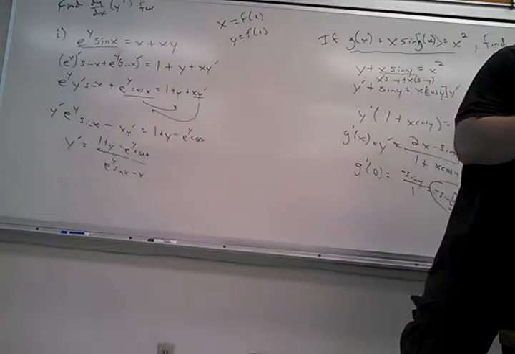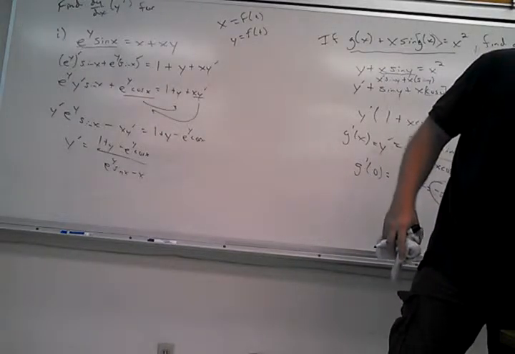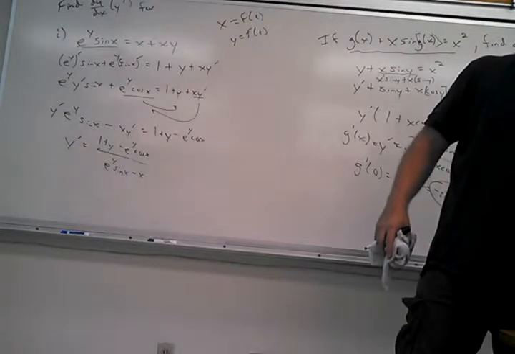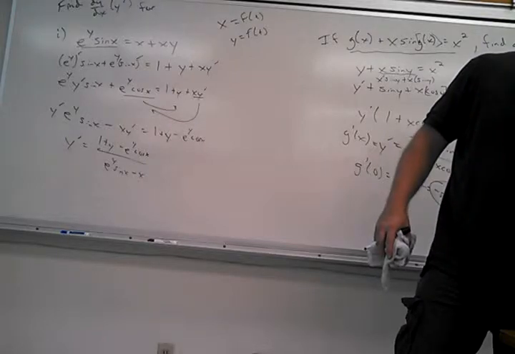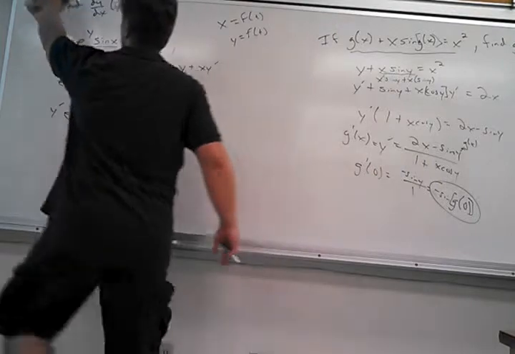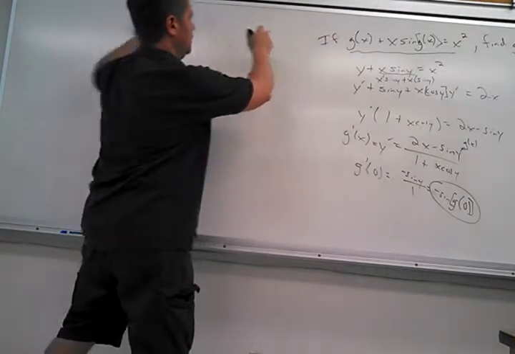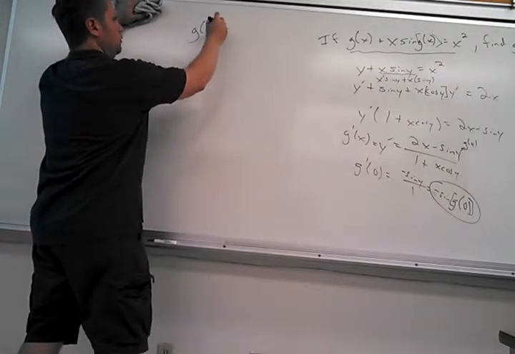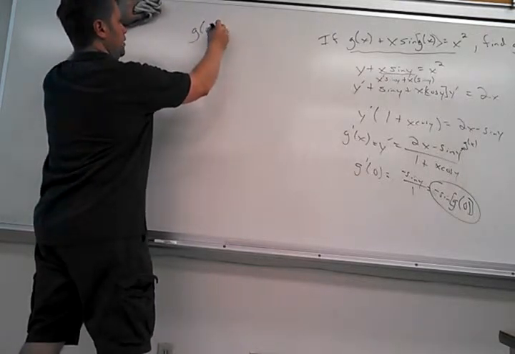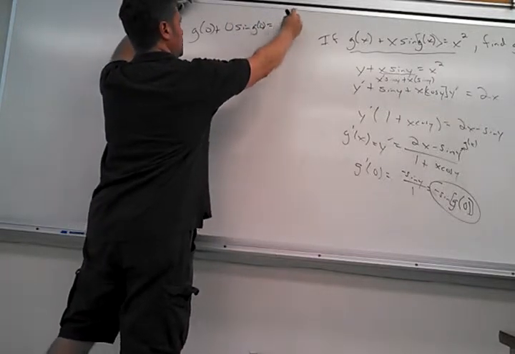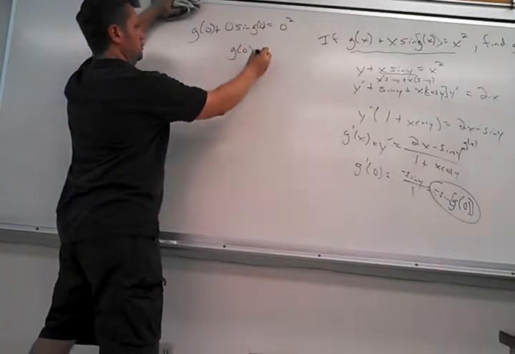Okay. Would you take that another step and plug the 0 back into the equation to get the g of 0? So we get negative sine of the g of 0? Well, if you take, let me see. If you have g of 0 plus 0 times sine g of 0 equals 0 squared, so g of 0 must be 0.